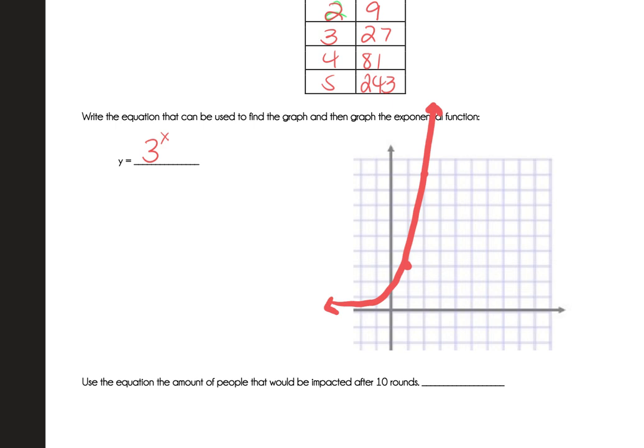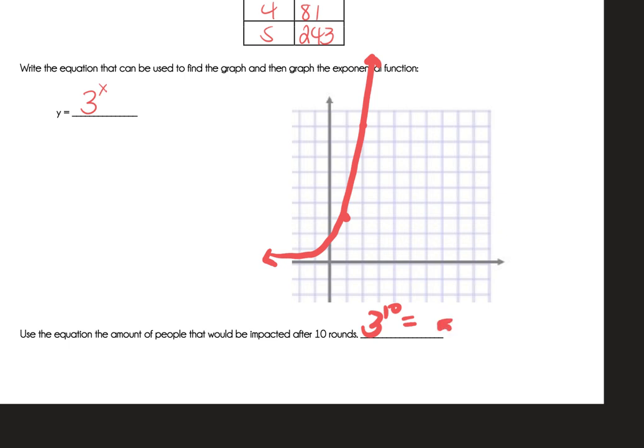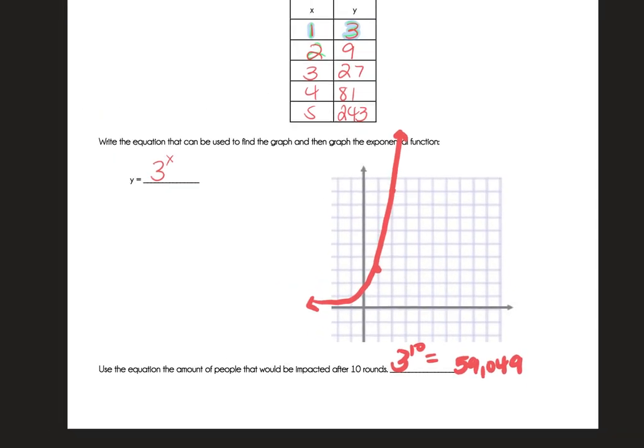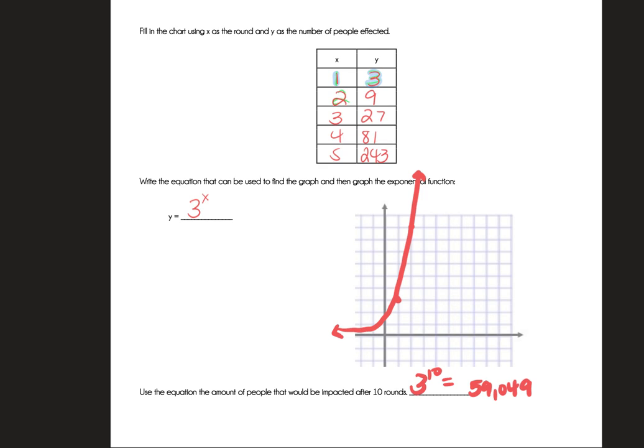And then use the equation to find the amount of people that would be affected after 10 rounds. So 10 goes where? To the exponent. And then you're going to take out your calculator and find 3 to the 10th, which is 59,049. Imagine if it actually happened. You make almost 60,000 people's days.